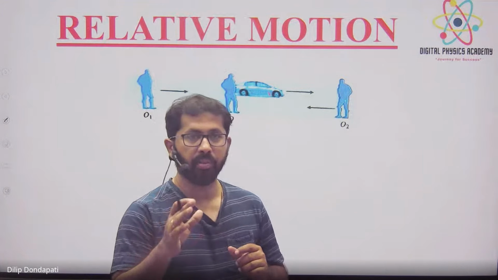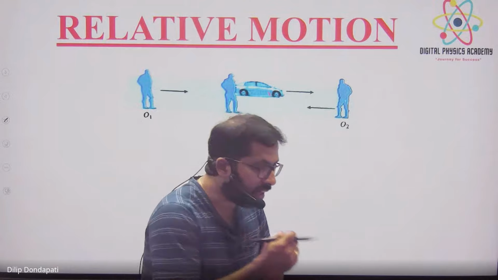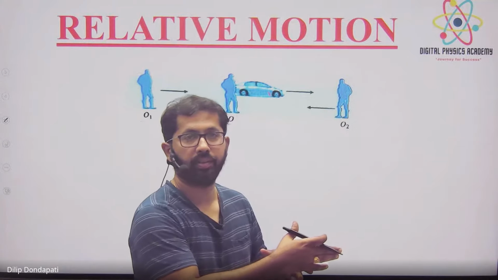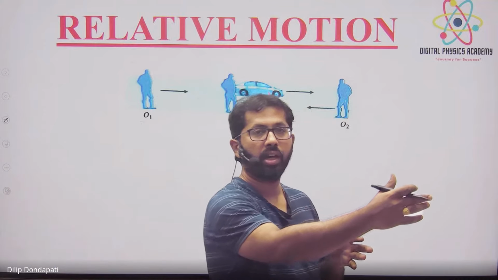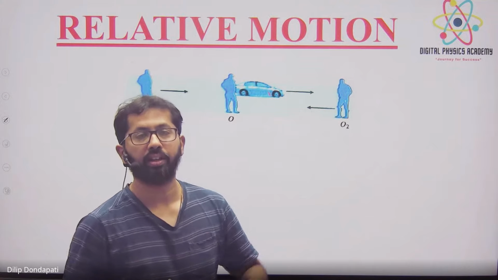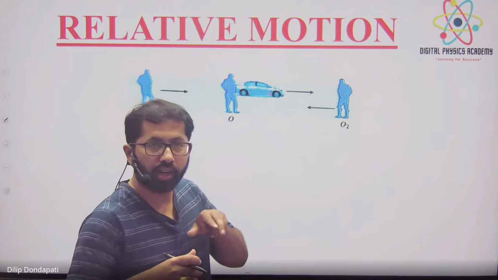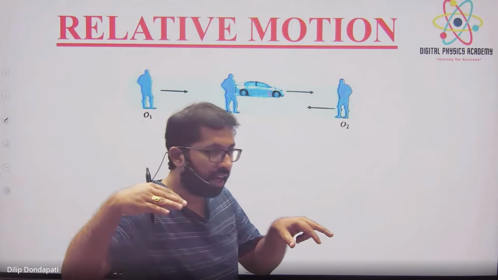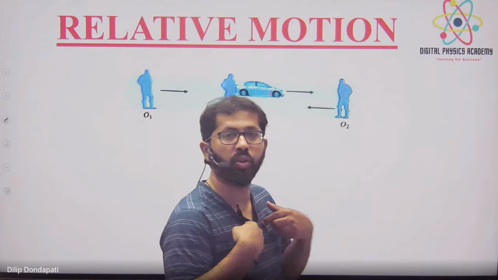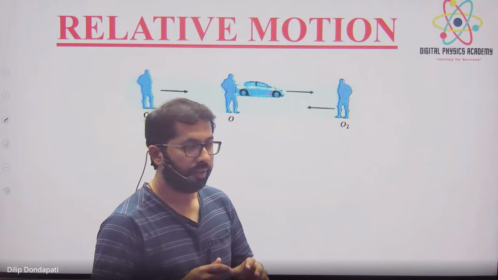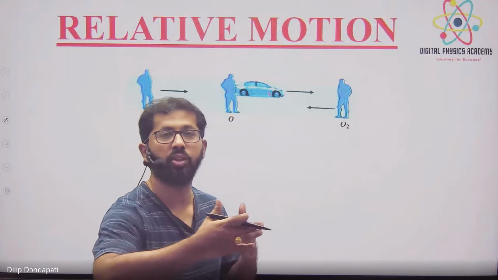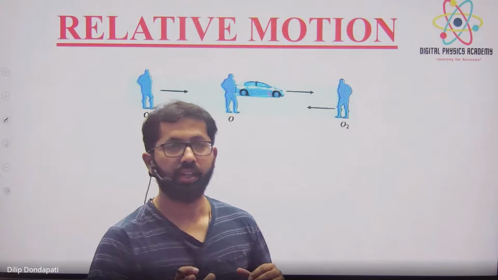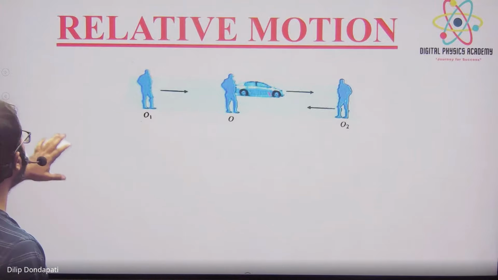Now in the same case, I am running with 5 meters per second. The car is moving with 10 meters per second. Now, according to you, what is the speed of the car? You are running with 5 meters per second, the car is moving with 10 meters per second. According to you, the speed of the car is 5 meters per second. Okay. समझ में आ रहा है? That is the relative motion concept. Now we will learn its formula.